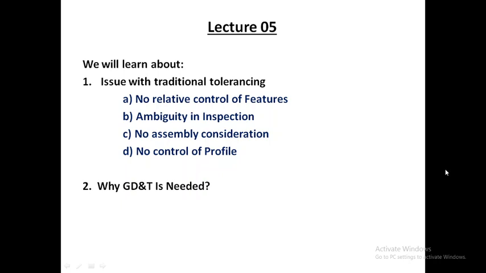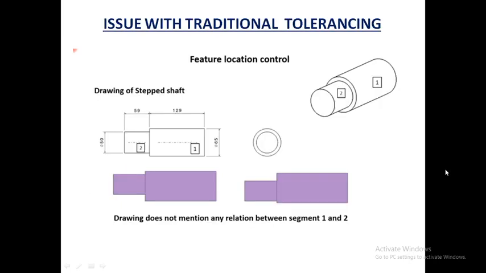In this lecture, I'm going to explain the issues with traditional tolerancing or coordinate tolerancing, such as no relative control of features, ambiguity in inspection, no assembly consideration, and no control of profile. The second topic is why GD&T is needed. So let's start with feature location control.